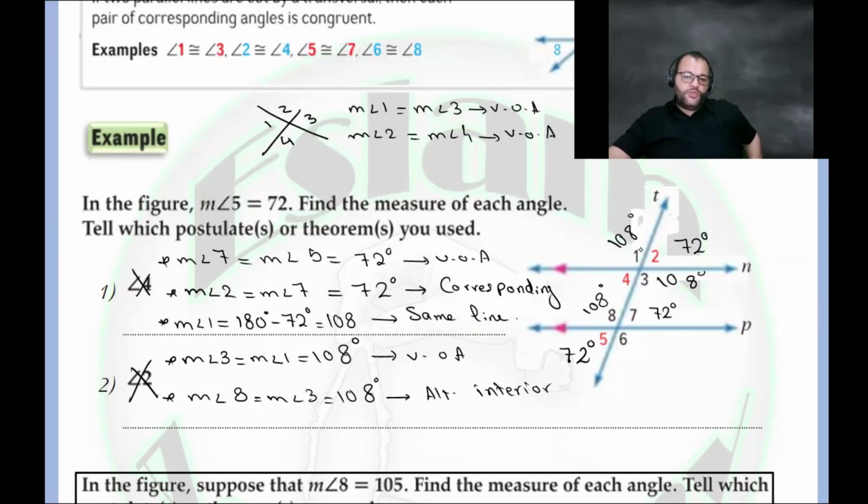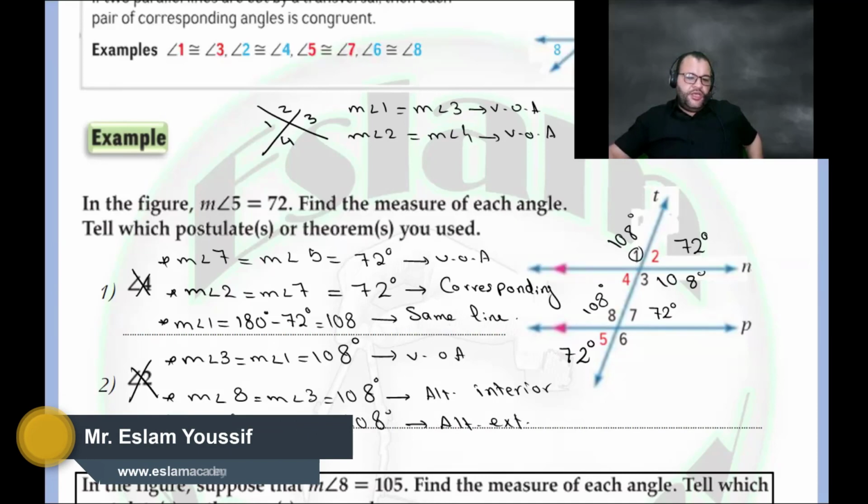I need to use 1 to find one of the missing angles. Angle 6. Yeah, 1 is the same as angle 6. 1 is equal to angle 6. Why are they equal? Measure of angle 6 equals measure of angle 1 equals 108 because they are alternate exterior.